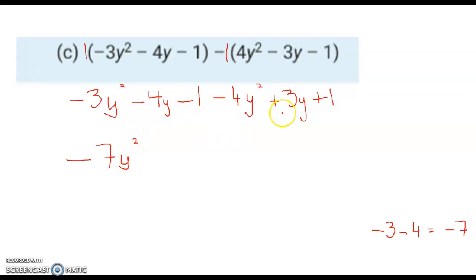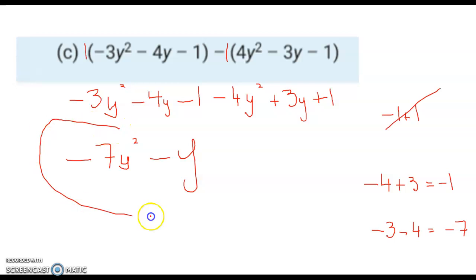Then you've got minus 4y plus 3y. So in your head, you're supposed to be going minus 4 plus 3. Signs are different. Take the small number from the big. Keep the sign of the big number, tall, majestic hills. So you get minus 1y, which of course you don't have to put the 1 in there. And last but not least, minus 1 plus 1. You're going to get 0 there. They cancel each other out. You don't even need to include them. That is your final answer.